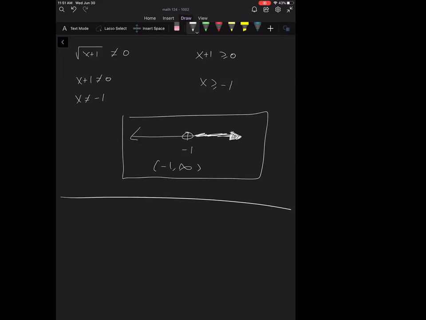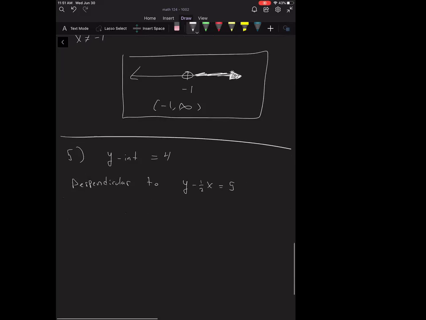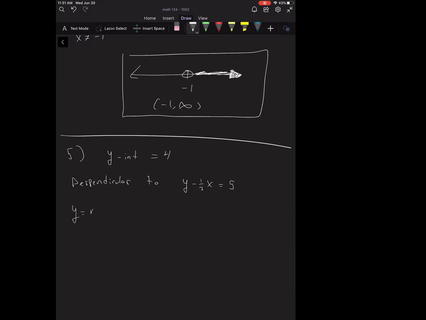Okay, the next problem, number 5. We want to find the equation of a line in y equals mx plus b form. Our line has y-intercept equal to 4, and it is perpendicular to y minus 1/2 x equals 5. So we're looking for y equals mx plus b. We're already given that our y-intercept is equal to 4, so we know that b is equal to 4. So really what our line is, is y equals mx plus 4.